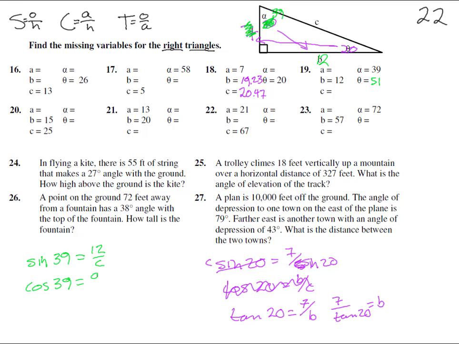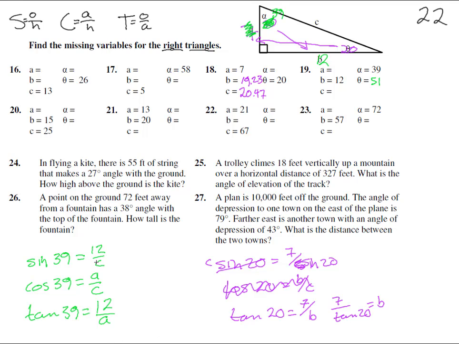That would be a over c. We don't know that one. And then tangent of 39, opposite over adjacent. So opposite would be 12 over adjacent, which is a. All right, can we solve those?